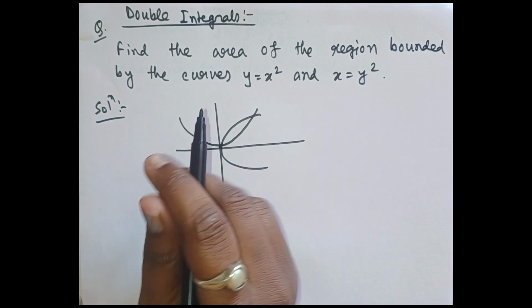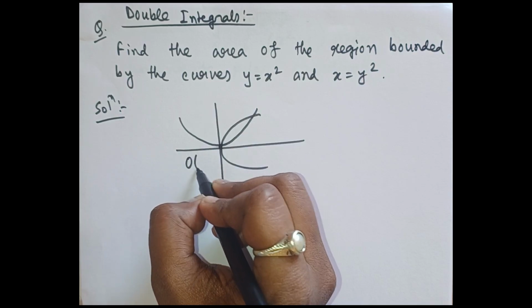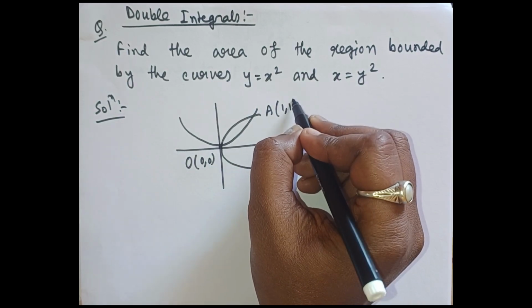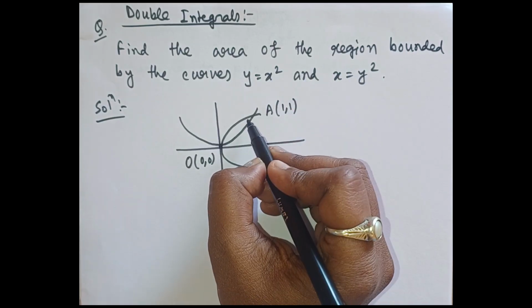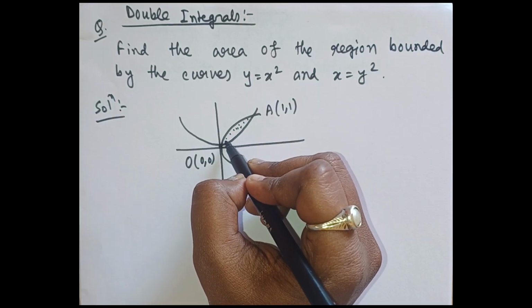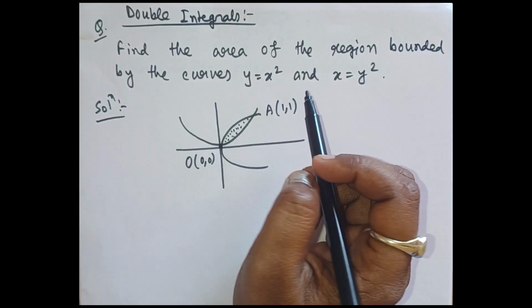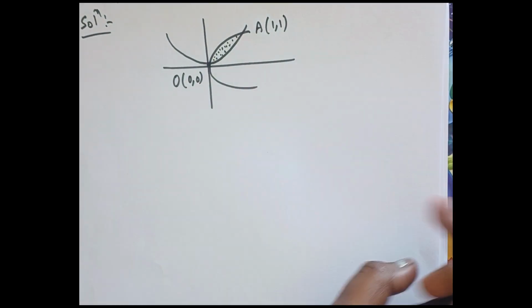Already in the previous lecture video we have found the points of intersection of these two curves y equal to x square and x equal to y square: they are O(0,0) and A(1,1). You may check that calculation. So the region is bounded by these two curves, that is, this shaded region is the given region. Now we have to calculate the area of this region.